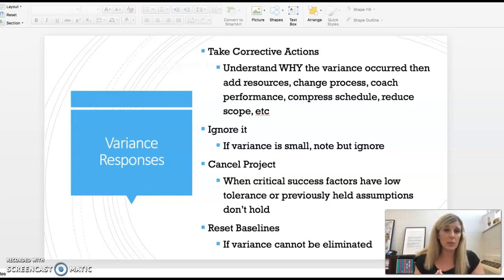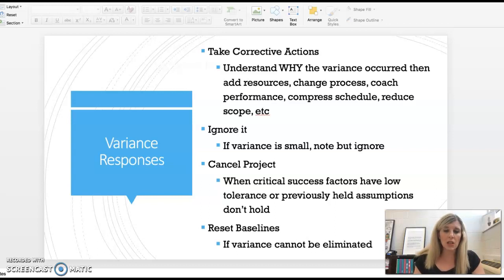Again, people sometimes ignore the problem. This can become a really big issue if it is a large problem. Obviously, if the variance is small, it might be important to note it, but it may be in the best interest to come back to that if it continues to persist.